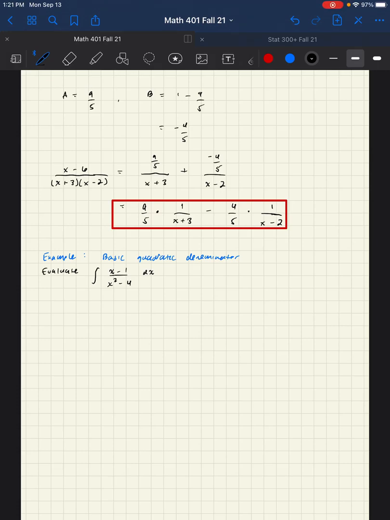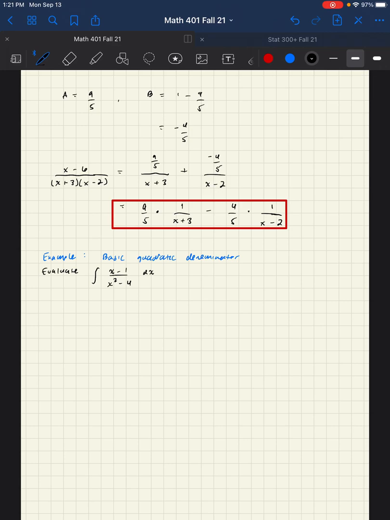Okay, we're continuing our exploration of distinct linear factors, still talking about the method of partial fraction decomposition. And here we're going to finally see a full example where we have a basic quadratic denominator that we're going to factor into two linear factors.